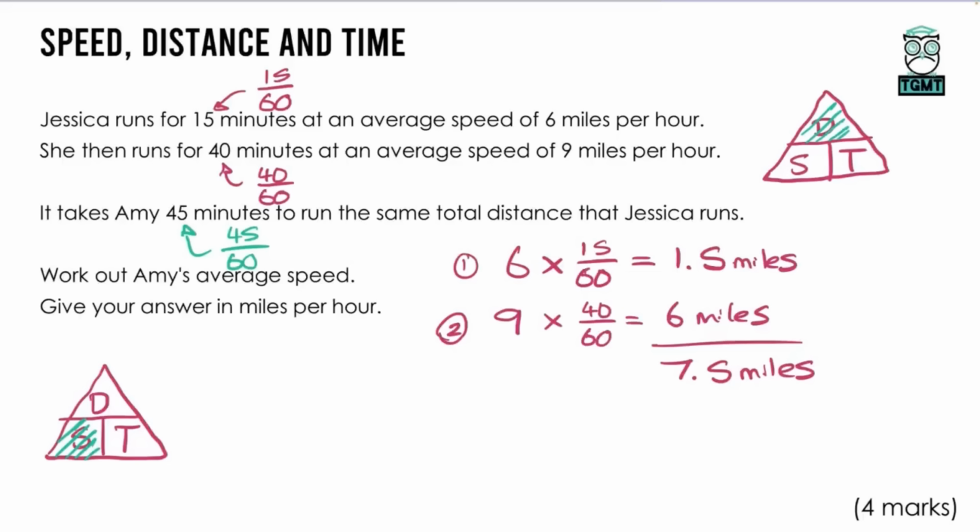So the distance we already know is 7.5, and we need to divide that by the time, which is 45 over 60. And if we type that into our calculator, 7.5 divided by 45 over 60, that gives us a final answer of 10. So it says here, work out Amy's average speed. Well, she is going 10 miles per hour. And there we go, it wanted us to give our answer in miles per hour, and the reason that we were converting everything into fractions there was because it wanted the answer in miles per hour. So there we go, we've got our answer in miles per hour, and there is our speed, distance and time question.